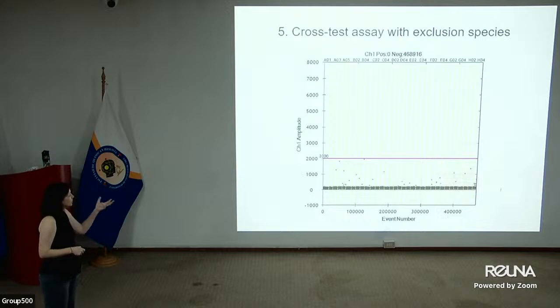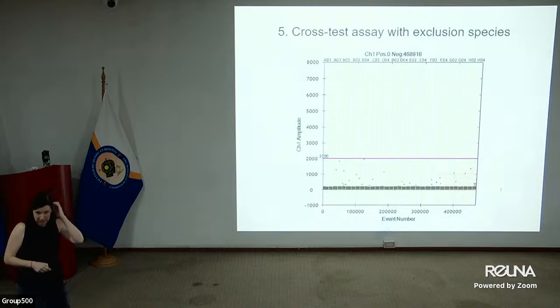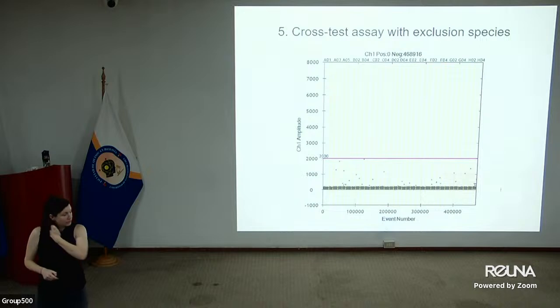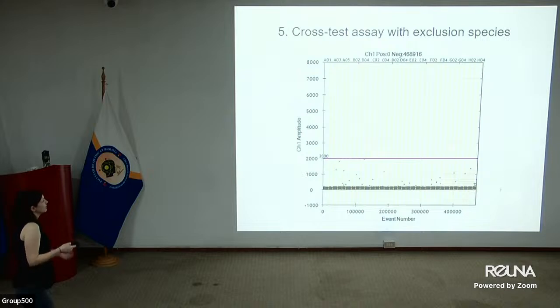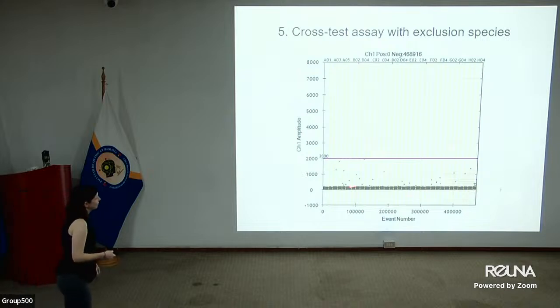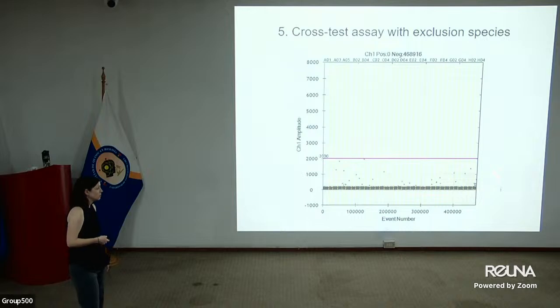Okay, then, once you know it's working in your species, so you've confirmed it works, then you have to make sure it doesn't work in anything else. Because if it amplifies something else, it's not useful to you. And so this is an example of a plot with exclusion species, species we expect not to see amplification. And we don't see any blue dots on here.